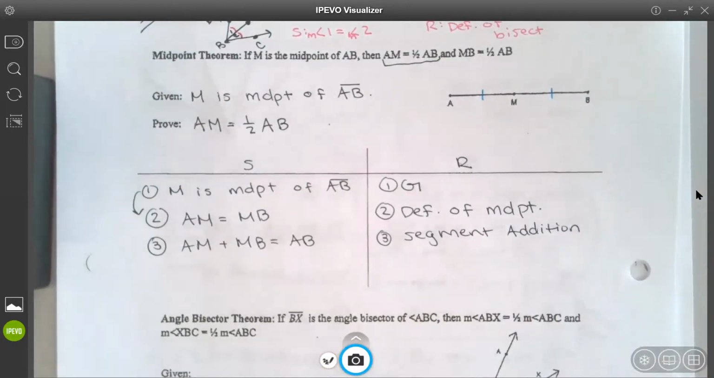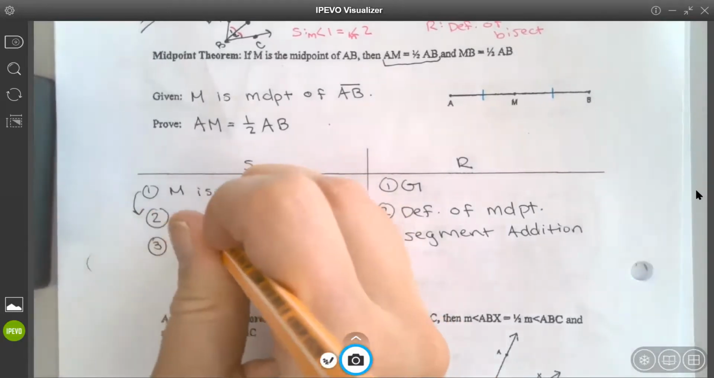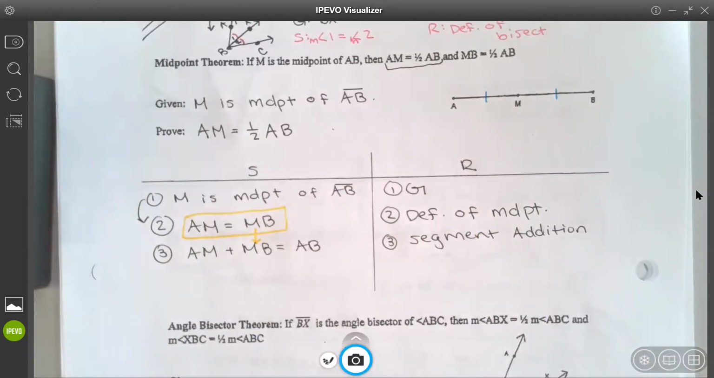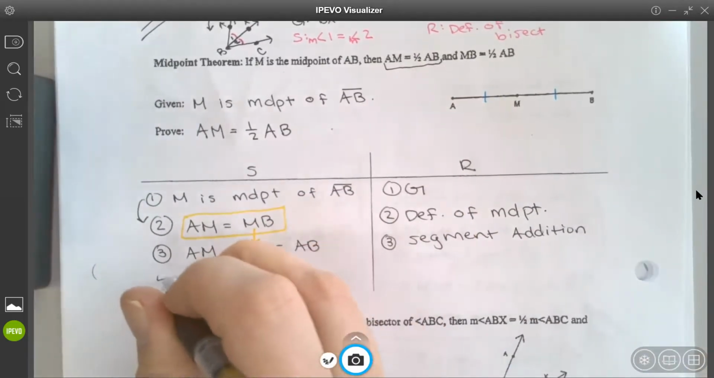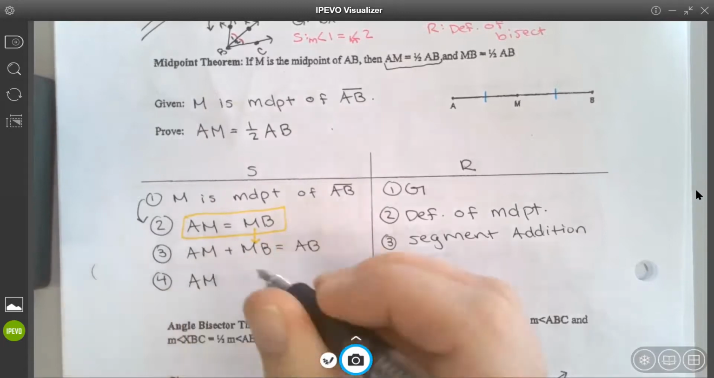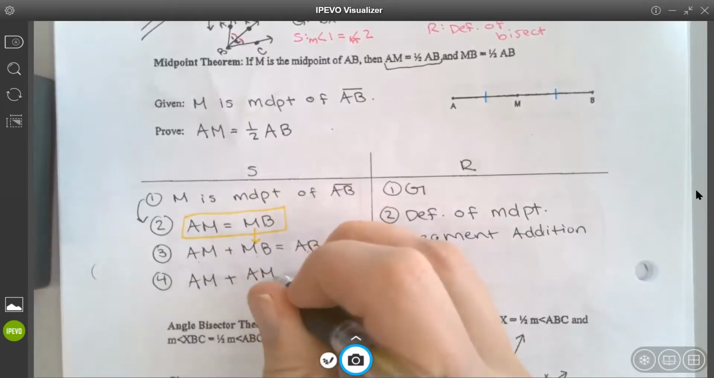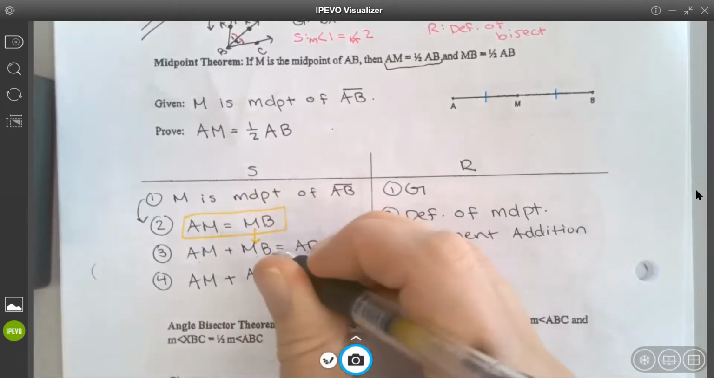All I did was I said I have this segment AB and it's made up of AM and MB. Here's the magic trick moment for this proof. AM equals MB, right? So where MB is, could I substitute in AM? Yeah. So instead of AM plus MB equals AB, I could write AM plus AM equals AB.